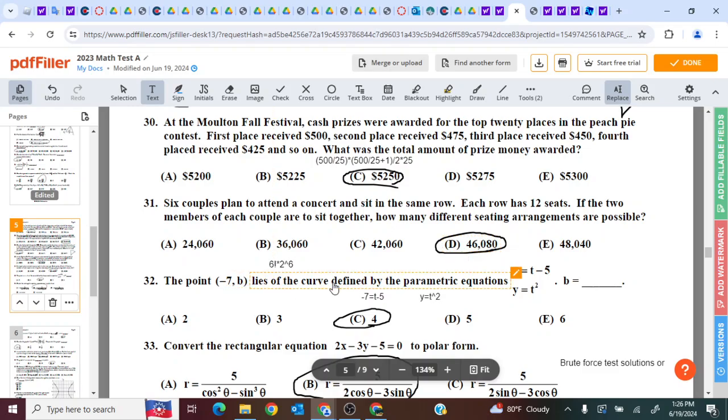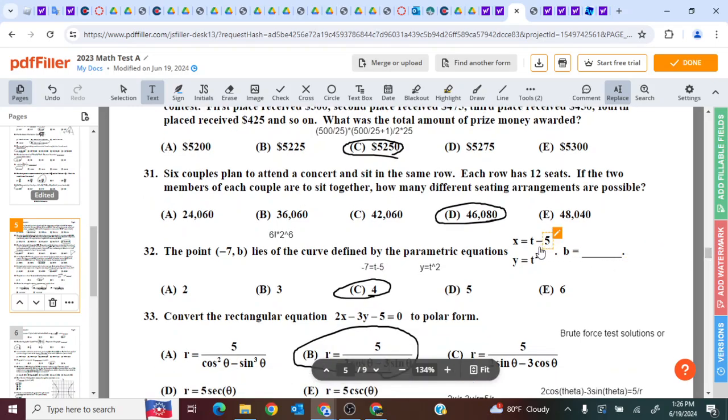32. The point (-7, b) lies on the curve defined by this parametric equation. Well, you're given the x value, so simply find t. -7 is equal to t minus 5, so t is equal to -2. Then you put that t value right into y, and you get y is equal to 4.